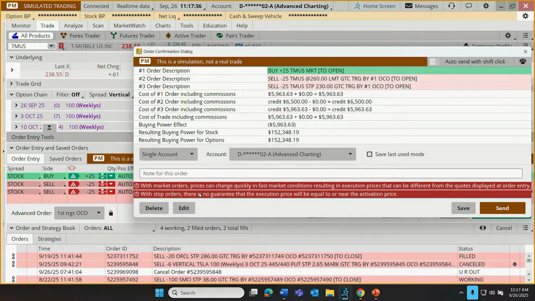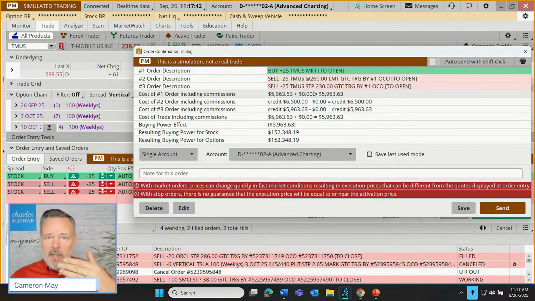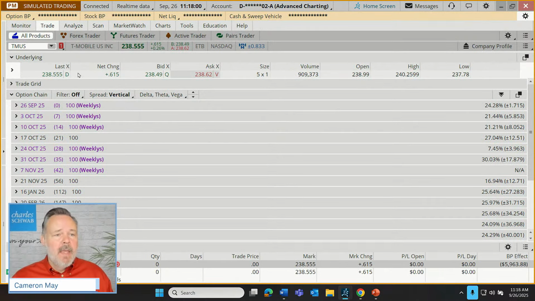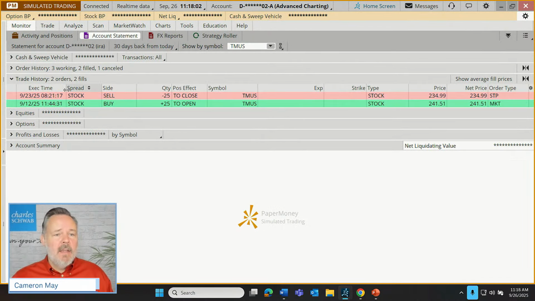With stop orders, there's no guarantee the execution price, in other words, the price that we actually receive if our stop is triggered, will be equal to or near the activation price, and that 230 is our activation price. So what this is saying is we might wind up selling for less than 230, even though we put our stop at 230. Now, there's not a commission on this trade, but there can be on some types of trades. But let's send this off. There we go. And we should see a quick fill on this since we've submitted a market order to buy.